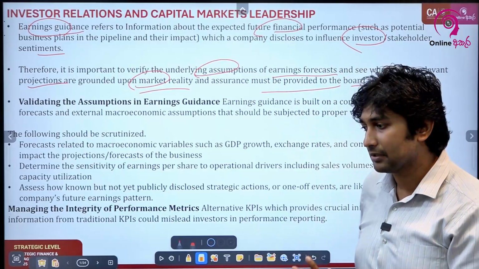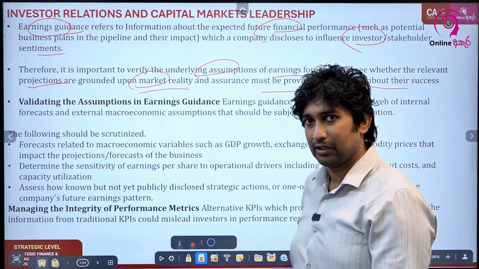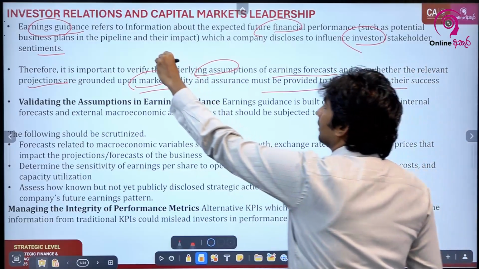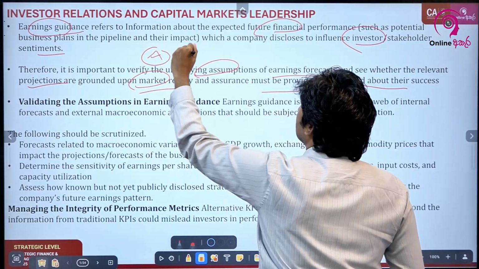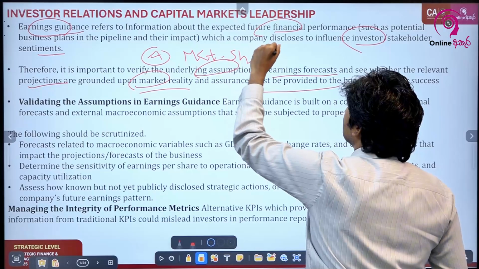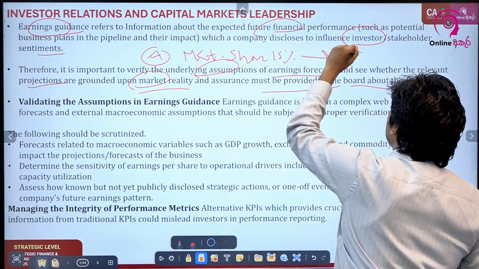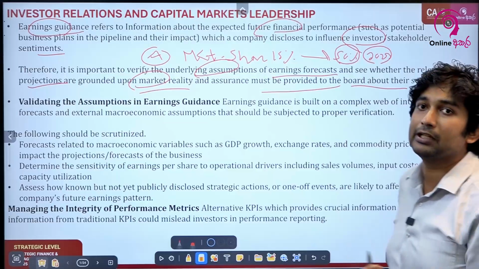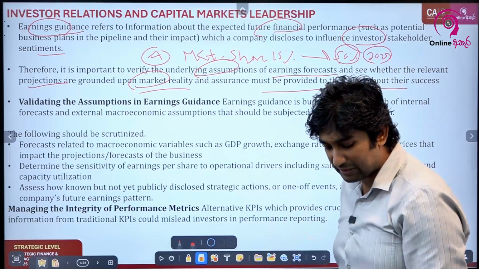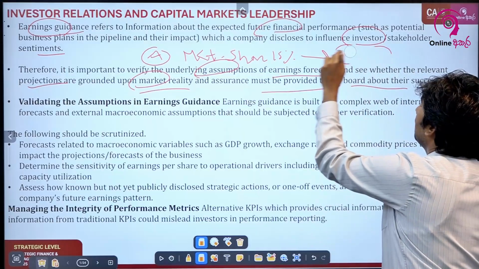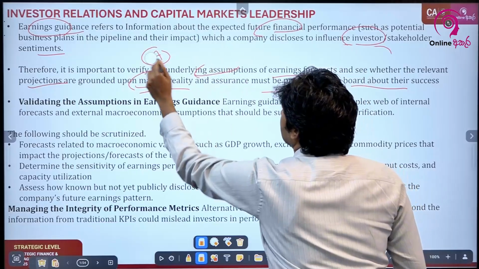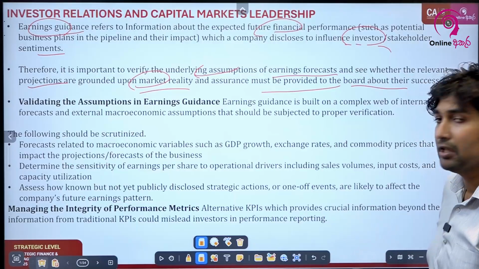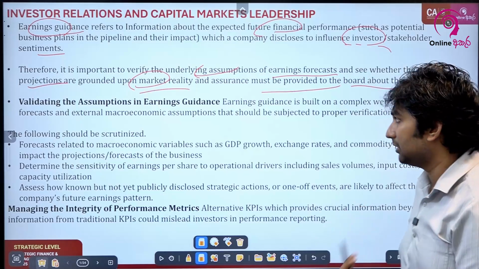So let's say there is a company called company A, the current market share is 15%, and you are planning to increase the market share to 50% by 2027. This is more like an unattainable target if this organization is in a highly competitive environment. So you need to evaluate whatever projections are being disclosed in annual reports or other communications. You need to clearly see whether these projections speak the actual reality.